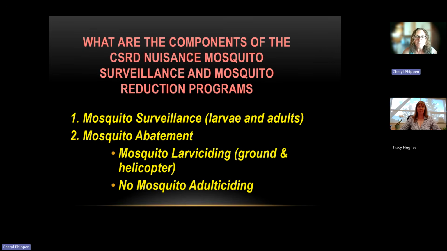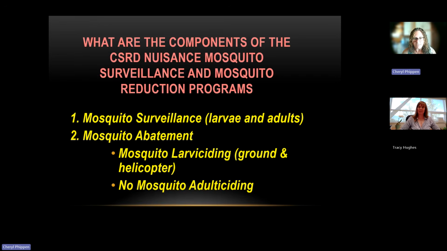So the two major components of the CSRD nuisance mosquito and surveillance programs are mosquito surveillance, larvae and adults, and along with that goes surveillance of the weather, the snowpack. Is there rain coming? Is there heat coming? So a lot of other kind of outside monitoring things. And then obviously mosquito abatement.